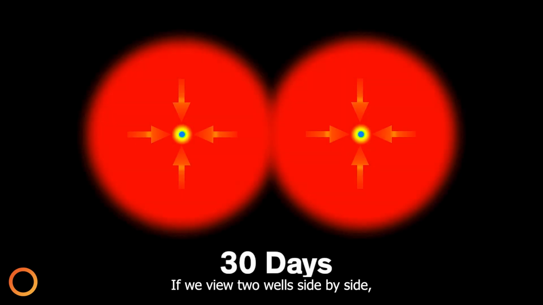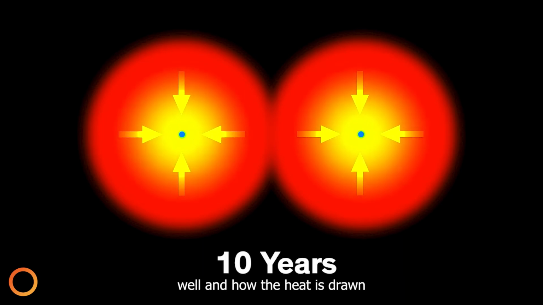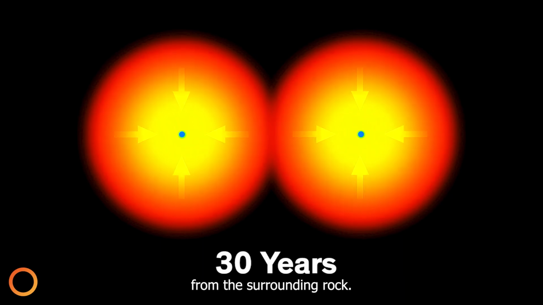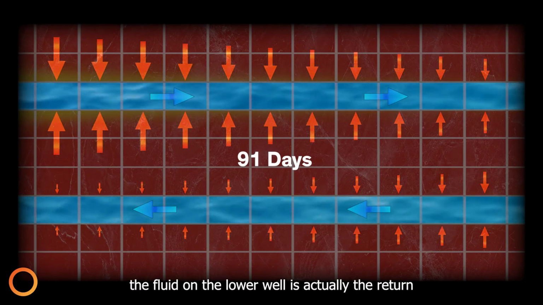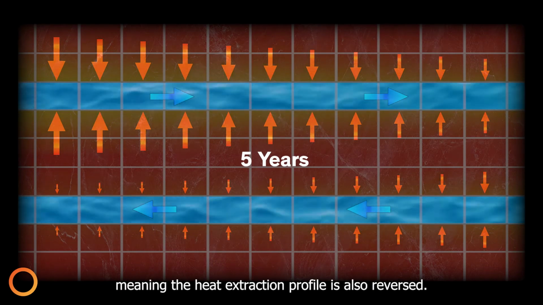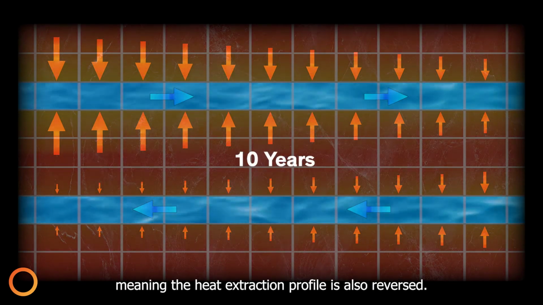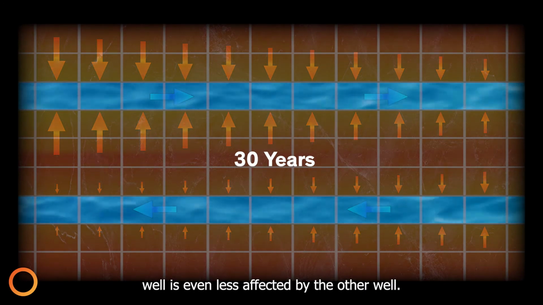If we view two wells side by side, you can see the heat extraction profile at each well and how the heat is drawn from the surrounding rock. However, in an Eavor-Loop, the fluid on the lower well is actually the return well of the system, and therefore the flow direction is reversed, meaning the heat extraction profile is also reversed. This means the pull of heat from each well is even less affected by the other well.